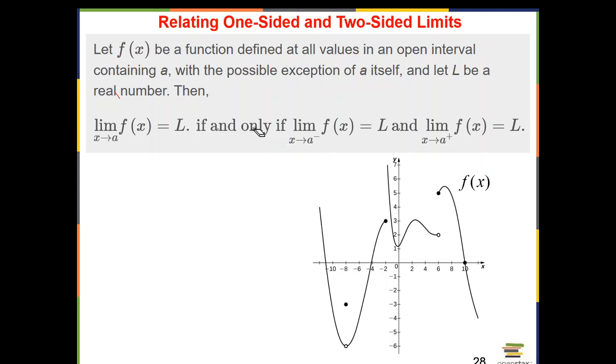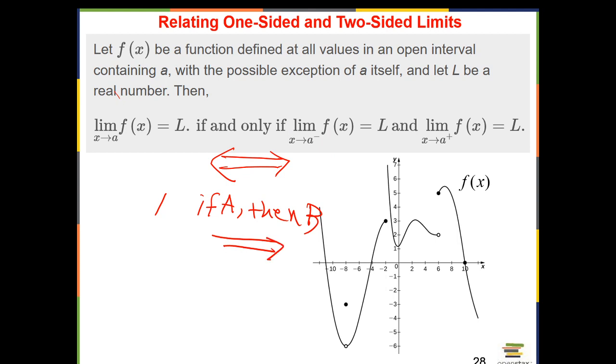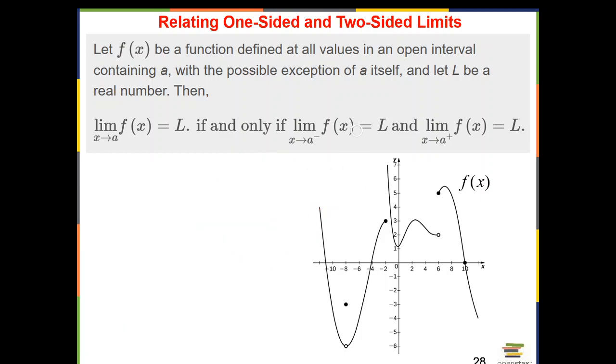"If and only if" is a way to say that if the left side is true, then the right side is true, and if the right side is true, then the left side is true. If you just put "if", like if A then B, then that's one-sided. So here we have a two-sided statement. That means in order for a two-sided limit to exist, both of the one-sided limits have to exist, and they have to equal the same number, right?